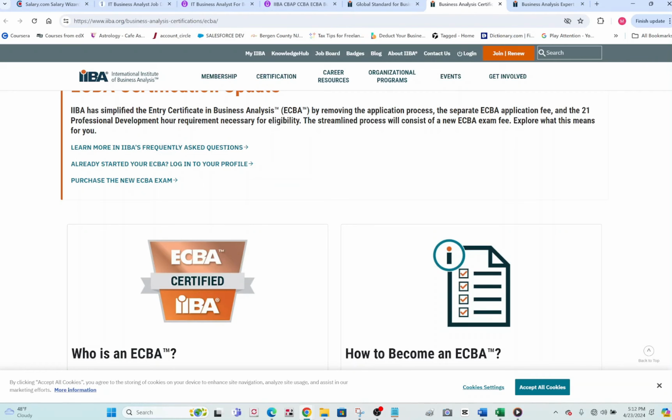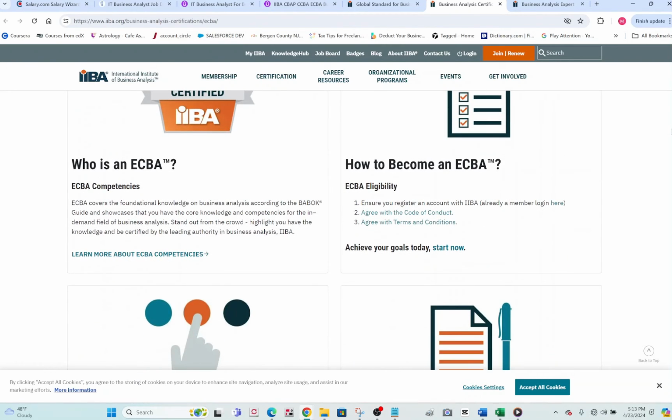Interesting. There's no application process. There's no fee, and there's no education required. The streamlined process will consist of a new exam fee. Explore what that means to you. Hmm. So, is this worth getting?